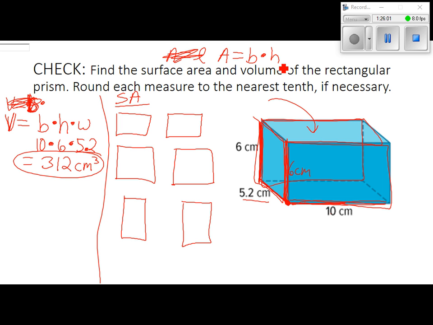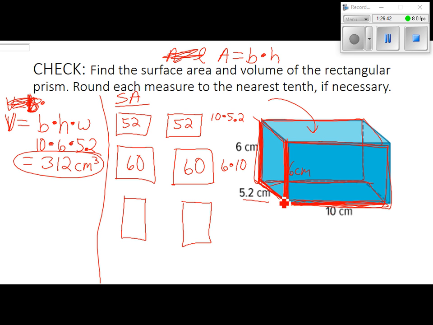If I'm looking at the top, let's look at the bottom because it's the same. Well, the 2 dimensions that go with the bottom are 10 and 5.2. So to find the area of these, I'm just gonna take 10 times 5.2. Grab your calculator, that ends up being 52. So the area of the top is 52, area of the bottom is 52. Then for the front face, notice it's got the 6 and the 10. So we're just gonna take 6 times 10. Well, that's 60. That's for the front. Well, then the back's gotta be 60.